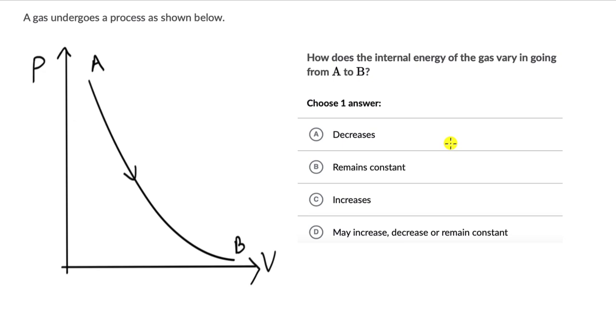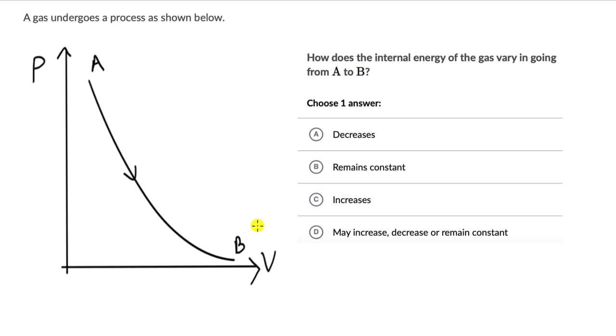Let's solve a couple of questions on internal energy. For the first one, we have a gas which undergoes a process as shown below. How does the internal energy of the gas vary in going from A to B? So the gas goes from A to B. All right, pause the video and think about this.